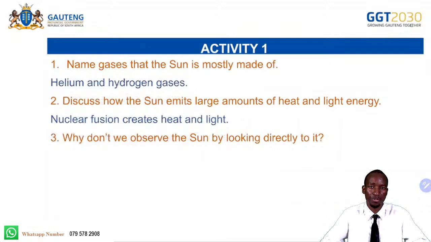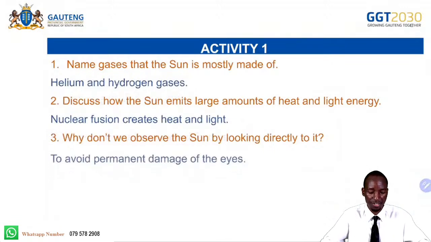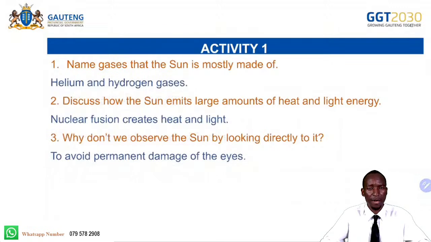Then finally, we're supposed to state why we can't observe the sun by looking directly into it. Right, it's because we're avoiding permanent damage to our eyes. Remember, we cannot look at the sun using our naked eyes because we can suffer permanent damage to our eyes.